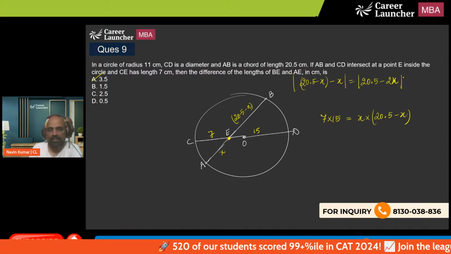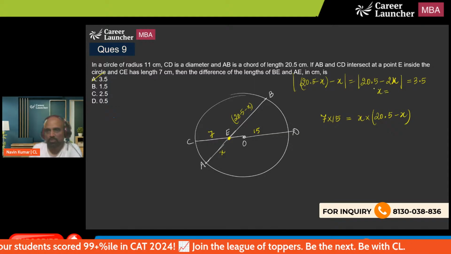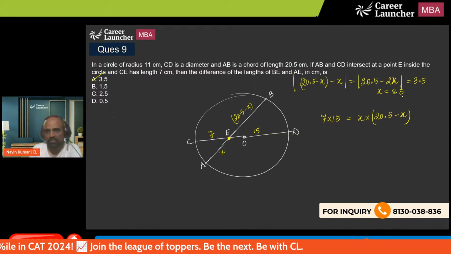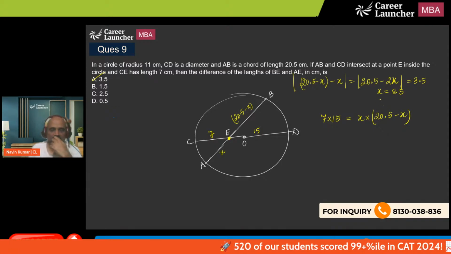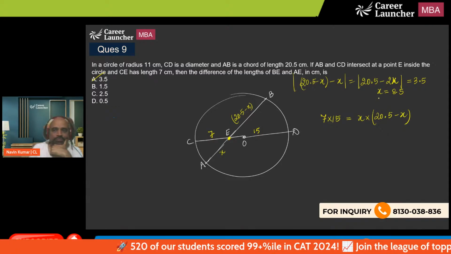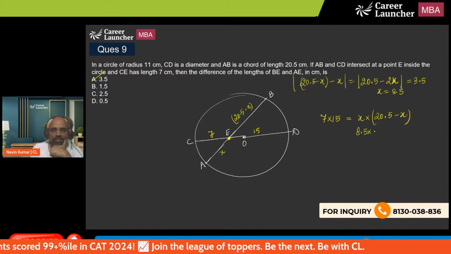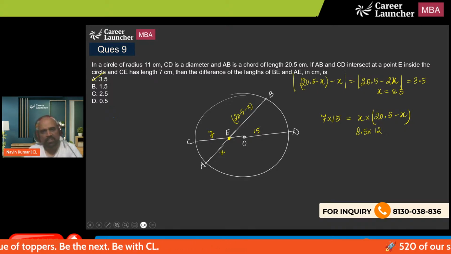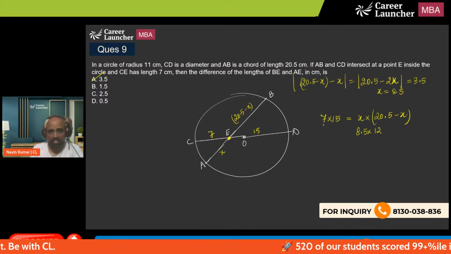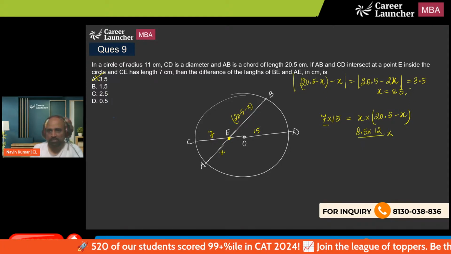I'll choose option A. Suppose this is 3.5, so X turns out to be 8.5, and 20.5 minus X will turn out to be 12. So basically this is 8.5, and this is going to be 12. Is 8.5 in the table of 7? No, it's not. Since there is a 7, we need to see a 7. It can't be 3.5. Let's look at 1.5.